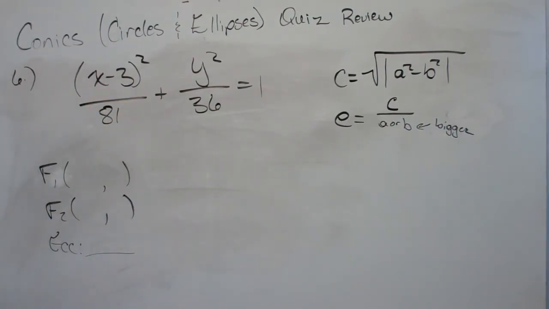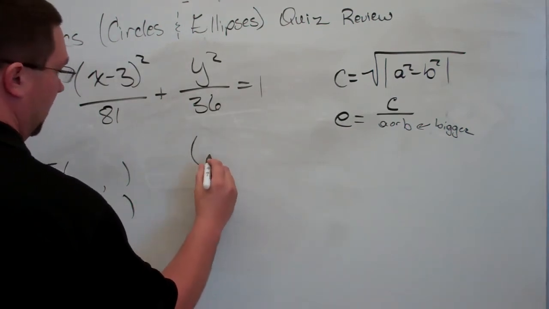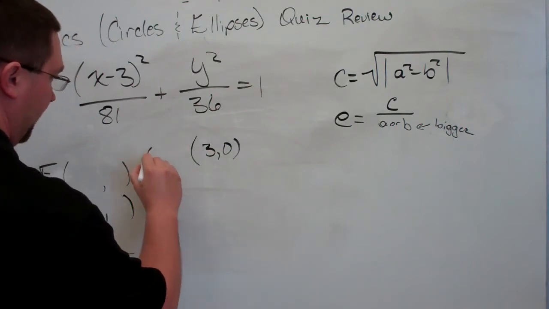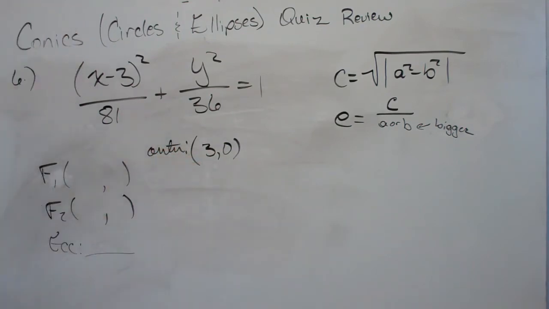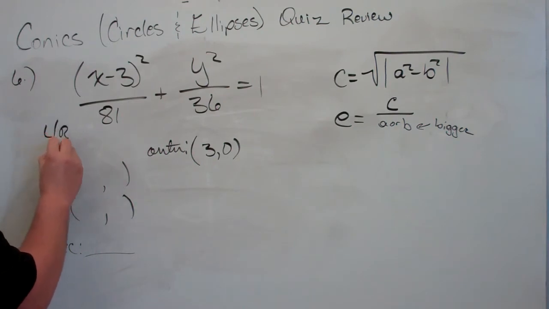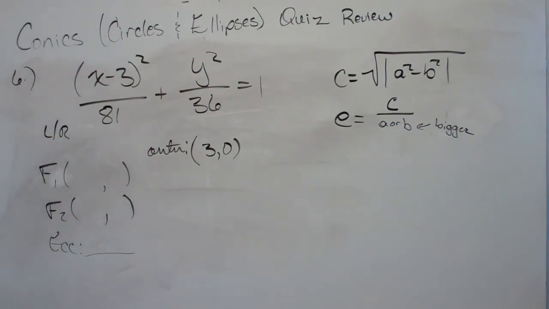Alright, so first thing first, we got to know what the center point of this thing is before we can do anything else. So our center is 3, 0. Now, since A is bigger, that means our ellipse goes left-right. So the y values of our center point and our 2 focus points are going to be the same.